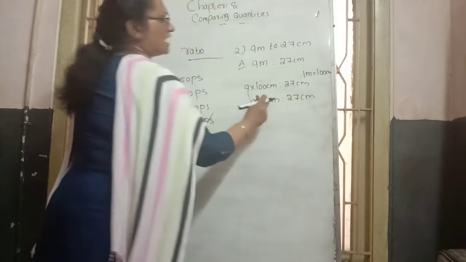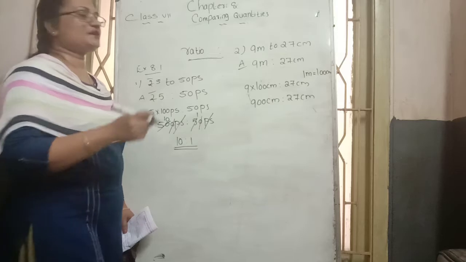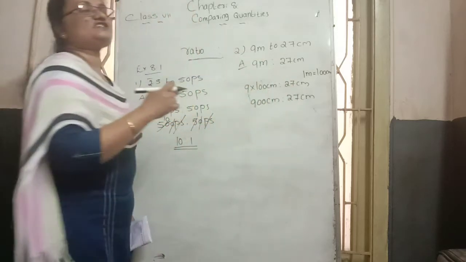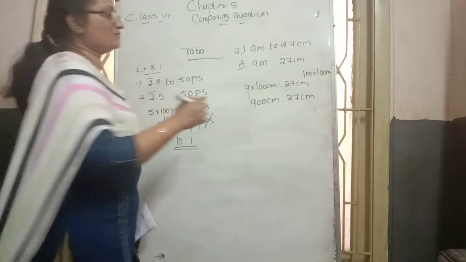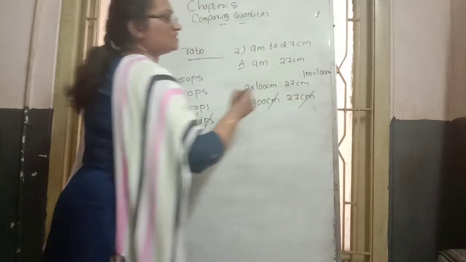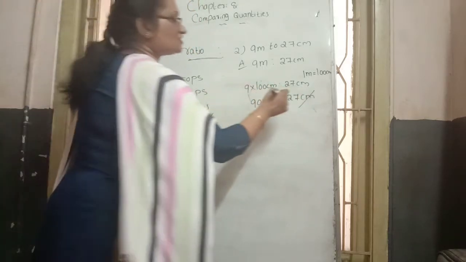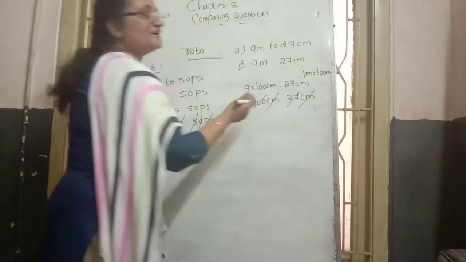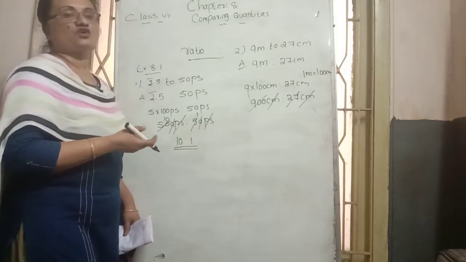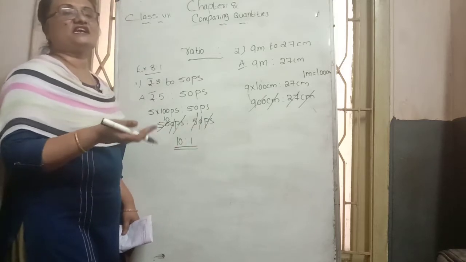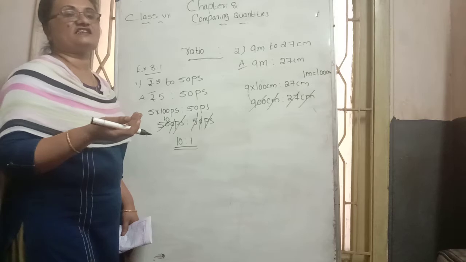Now see, the antecedent is in centimeters and the consequent is also in centimeters. Both have the same unit, so the centimeter part we can cancel. Which table is possible to cancel? Directly the 9 table, the 3 table is also possible. One more time we want to cancel, so take the higher table and cancel.